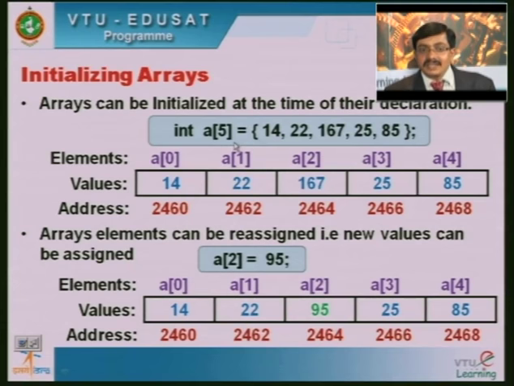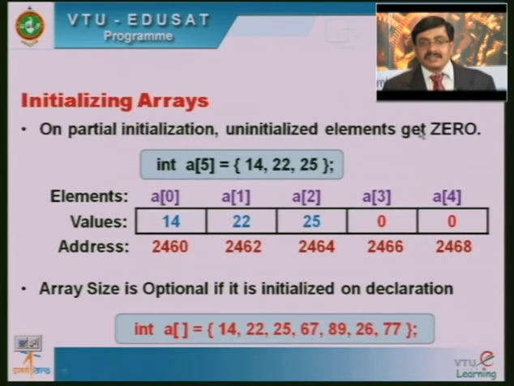Don't get confused here. When I am declaring an array, I use the square brackets to specify the size of the array, and when I am assigning values at the time of declaration, I will be using opening and closing flower braces, right. This is not the square bracket, rather this is a flower brace that I use for initializing the array at the time of declaration. So in the case of partially initialized arrays, a of 5 is equal to 14, 22, 25, I am assigning a of 0, a of 1, a of 2, and the other two elements are not initialized, and they get the default value 0, right.